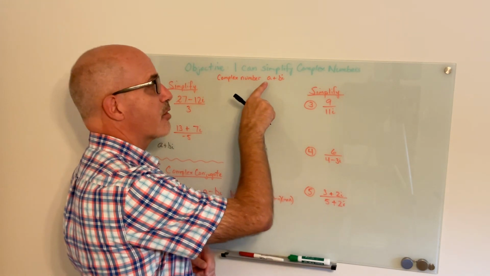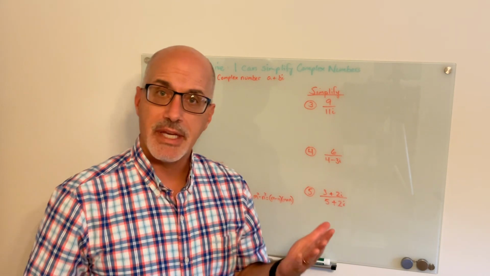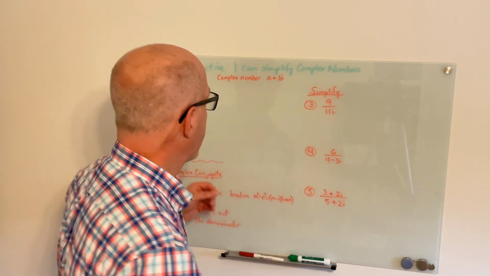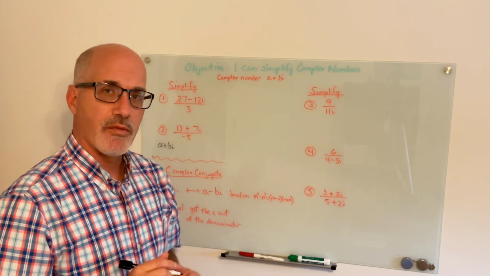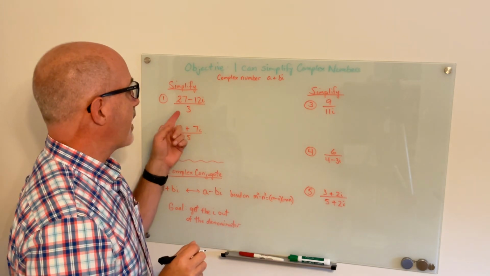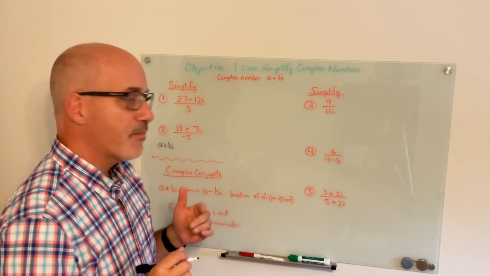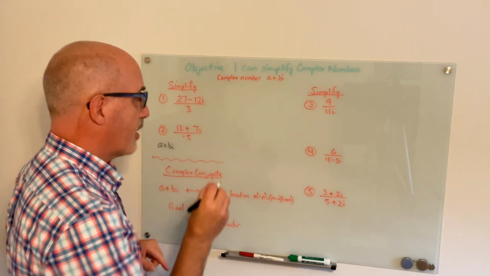Remember, complex numbers are in the form of a plus bi, where a is the real part, bi is the imaginary part. Now, let's talk about these first couple. This will just help us get the form of what the answers should look like. So when we have this division problem, we're dividing by 3. We've got a complex number on top and dividing by 3.